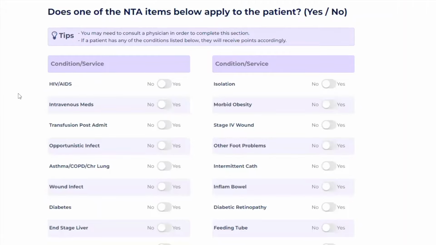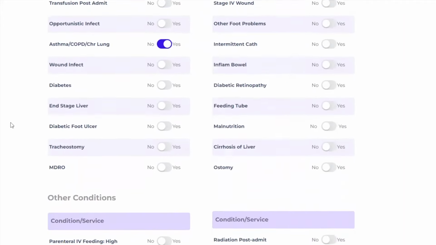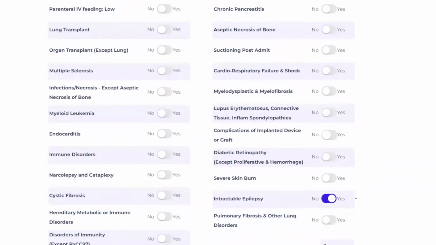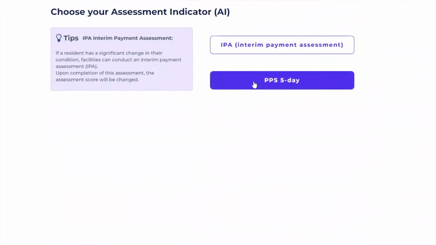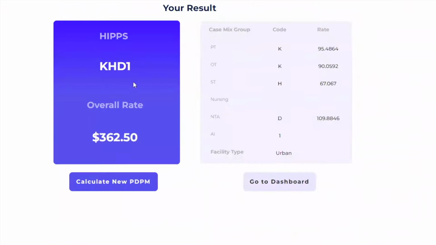The very last component of getting the 4-letter HIPPS score is the NTA, non-therapy ancillaries. At the top, we put more common conditions, and at the bottom are those that are rare but still worthy of a review. So I ended up with 3 NTA points here. I then put that it's a normal 5-day assessment and get my score in the generalized dollar rate.